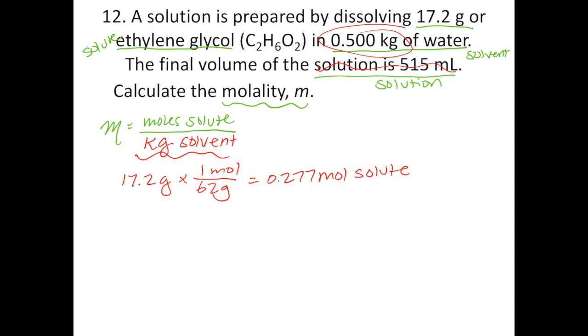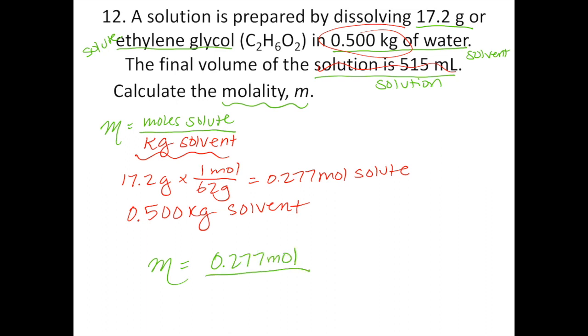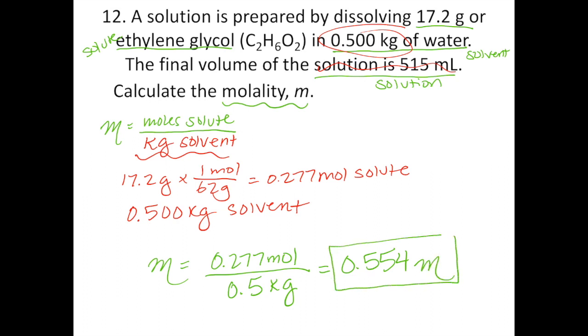Now I need kilograms of solvent. Well, my solvent is water, and I have kilograms. Life is good. Let's solve. Molality, fancy M, moles of solute over kilograms of solvent. You solve it out, you get 0.554 molal, which, remember, is the same solution we had before. So my molality is different than my molarity because my denominator is different.